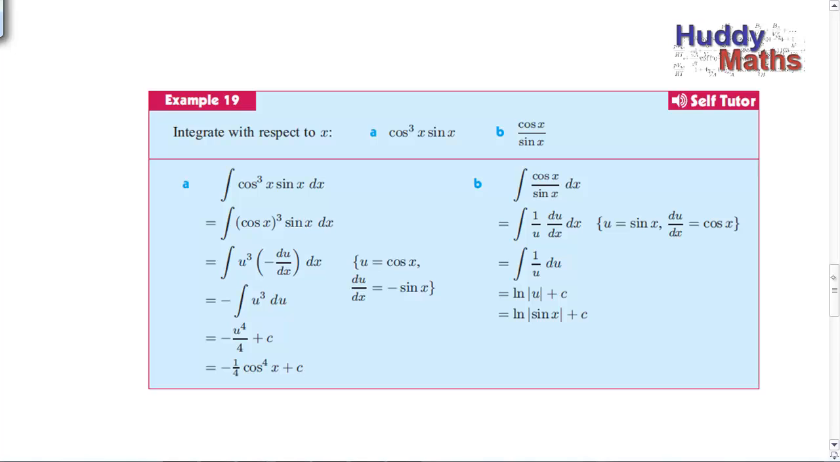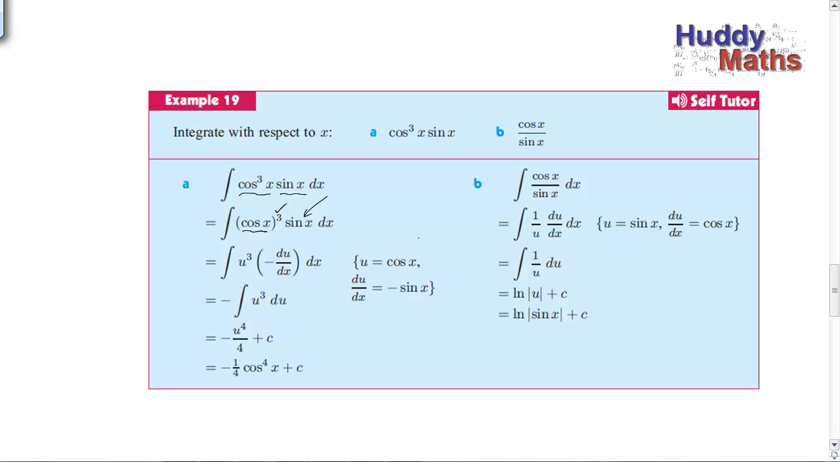Okay, so what we've got here is cos cubed x times sine x. It's a product, so it's a candidate for reversal of the chain rule. So cos cubed x is cos x all cubed, so it is a function of that, and what do you notice? The derivative of cos is almost there. Remember, the derivative of cos is minus sine.